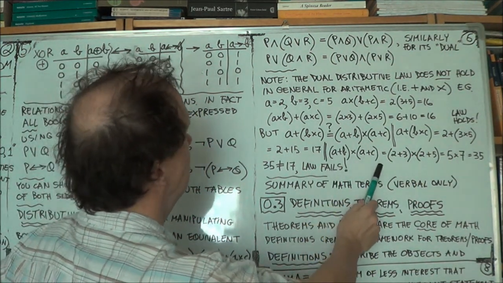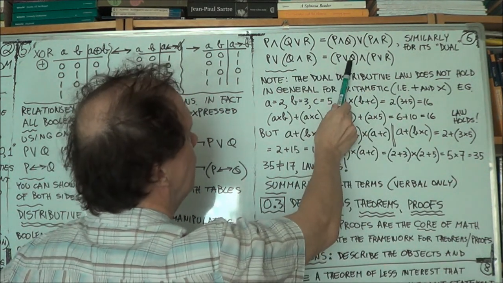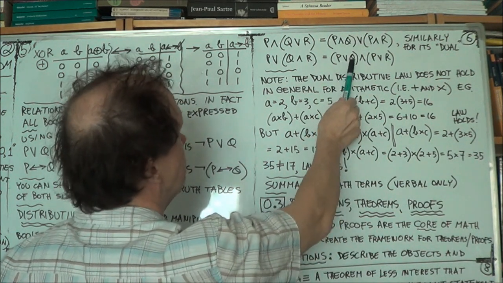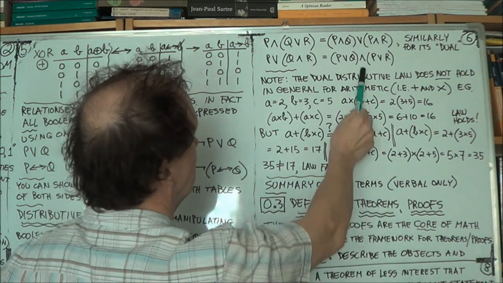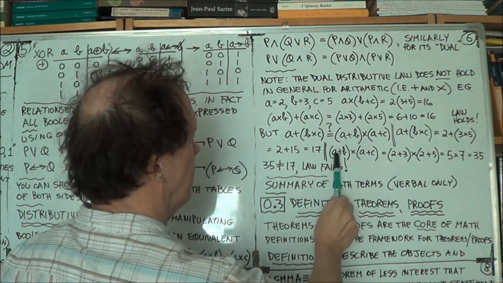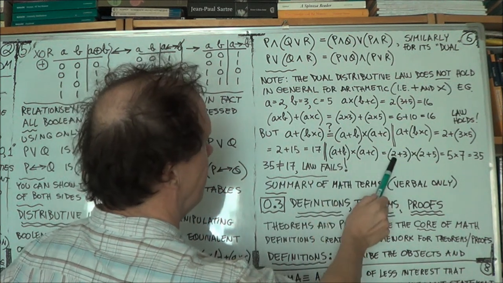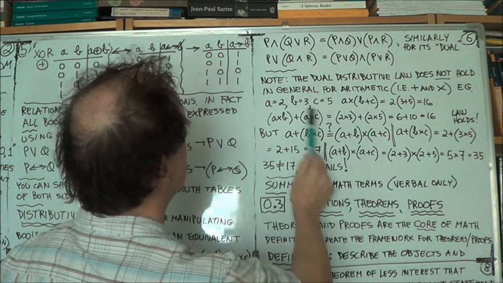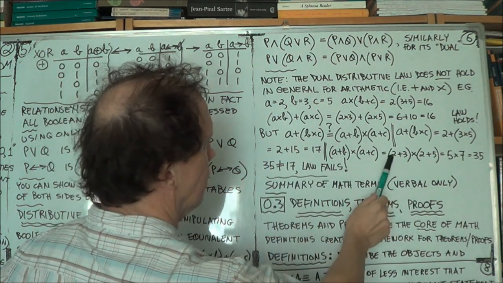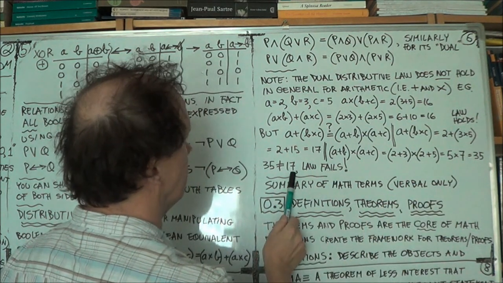Now the right-hand side, the equivalent of this dual in arithmetic. That'd be (A plus B) times (A plus C), isn't it? Okay, I'll plug in the values. So A plus B, that's 5, times A plus C, that's 7. So you get 5 times 7, that's 35. But 35 is not equal to 17.